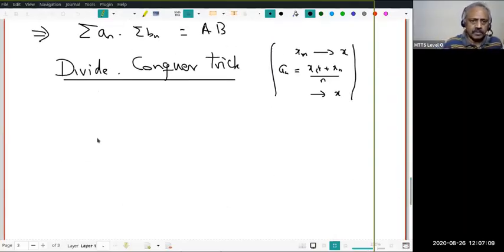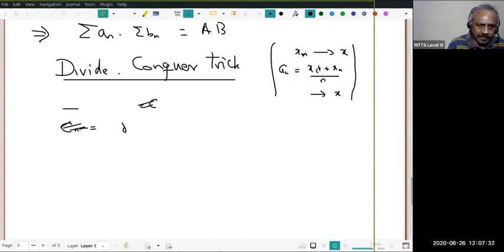So let's directly prove it. So what should I do? I have to prove, let Cn, maybe I should use some other notation because small c and capital C may both look alike. So let me call it gamma n. Is it all right? Let gamma n be the nth partial sum.